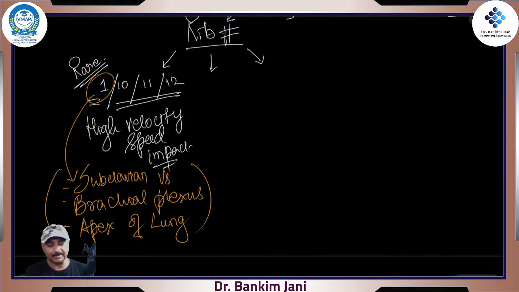Now the same thing happens, say, with 10, 11, 12 ribs. Now if they are broken, again, these are floating ribs and the lowermost ribs. That's why the impact has to be extremely powerful to break them, because the other end is floating, right? So it will easily move. But if it has been damaged, it will lead to damage of something, very grave injuries, right?